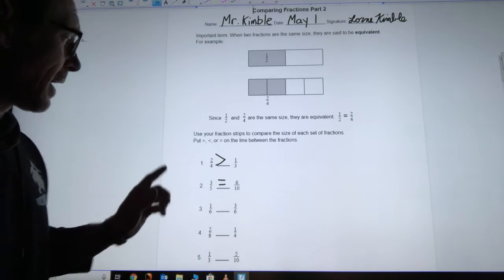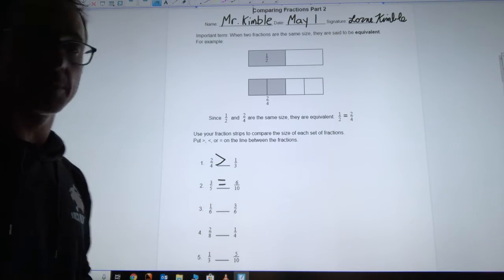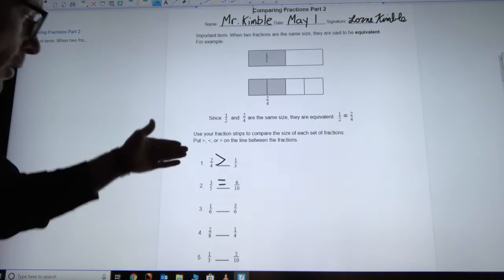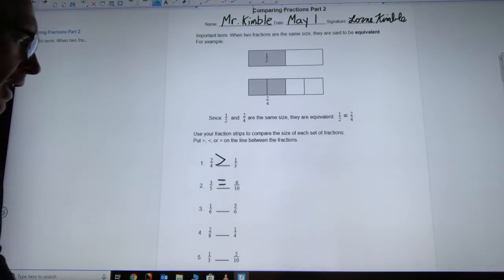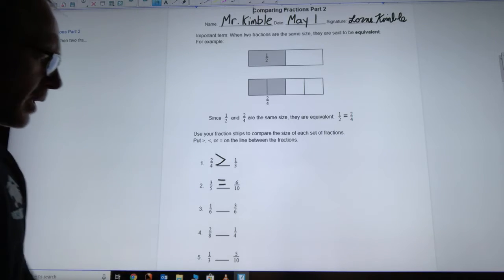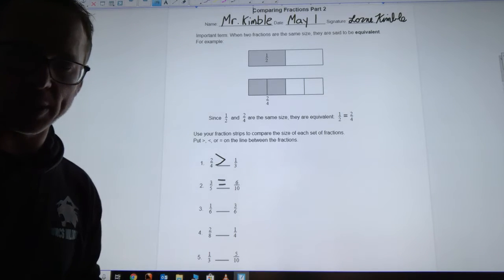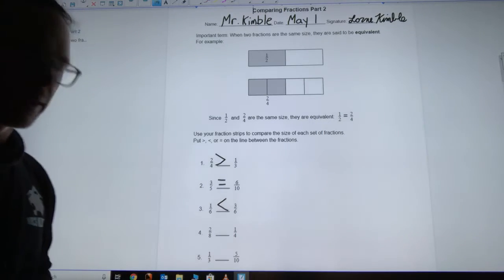Hi guys, I'm gonna do the rest of our review for our comparing fractions part 2 assignment. So I already did numbers 1 and 2 with you. We found that 2/4 was greater than 1/3 and 3/5 was equal to 6/10. So number 3 says 1/6 compared to 3/6. Well, 3/6 is greater than 1/6.